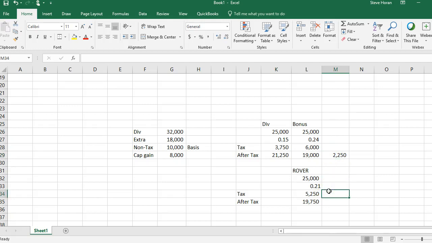So in reality, we'd compare the $5,250 against the $2,250 and say that net she's best off going with a bonus because of Rover being able to get the 21% tax savings on the $25,000, which they don't get over here. So she's way better off by going with the bonus because that helps the business reduce its taxable income. So that's the answer. Now, if there were several owners, that'd be a different story. But that would be the example for Alicia, at least.